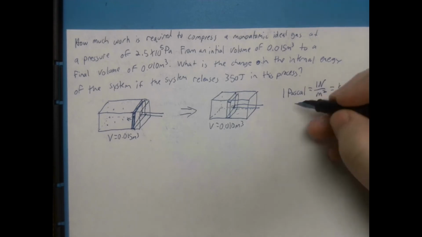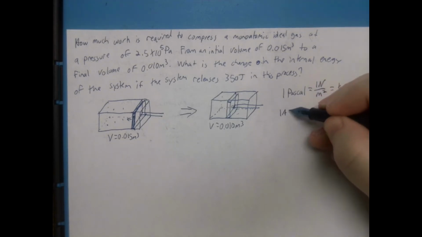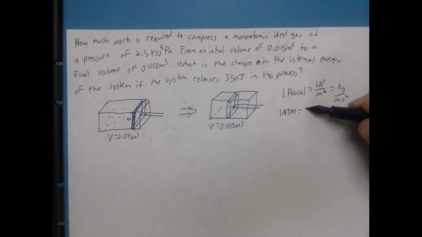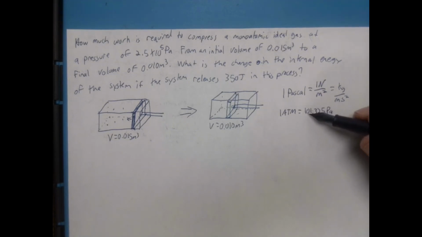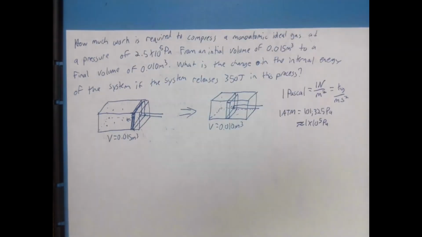Atmosphere, this room. So 1 atmosphere pressure is 101,325 Pascal, which is approximately 1 times 10 to the 5 Pascal. This will give you an idea. So this is about 2.5 times atmospheric pressure.